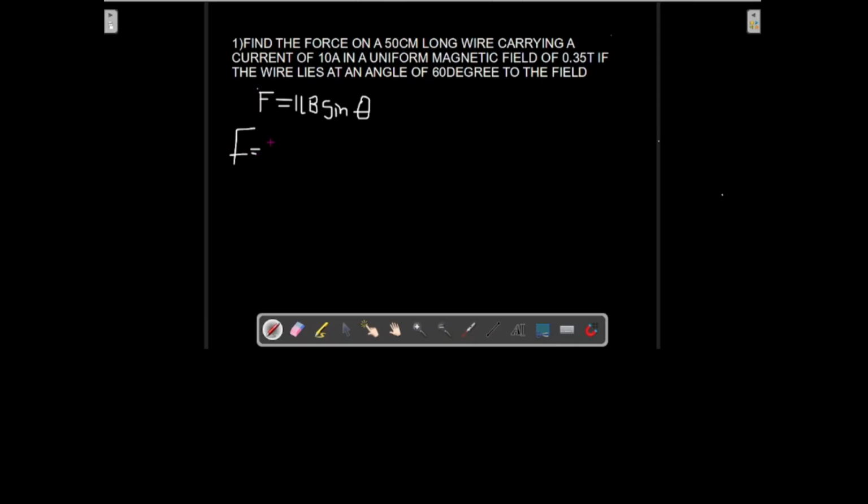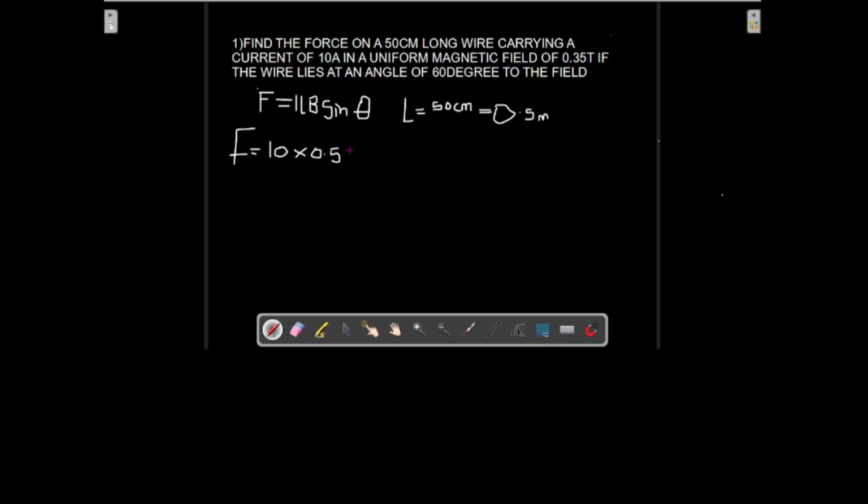Now the current, we're told 10 amperes, so we input 10 multiplied by the length of the wire. In the question, the length of the wire is 50 centimeter. Of course, we have to convert that to meter. If you want to convert from centimeter to meter, you divide by 100, which gives us 0.5 meters. So that's the length after conversion, 0.5 meter, so this is multiplied by 0.5.